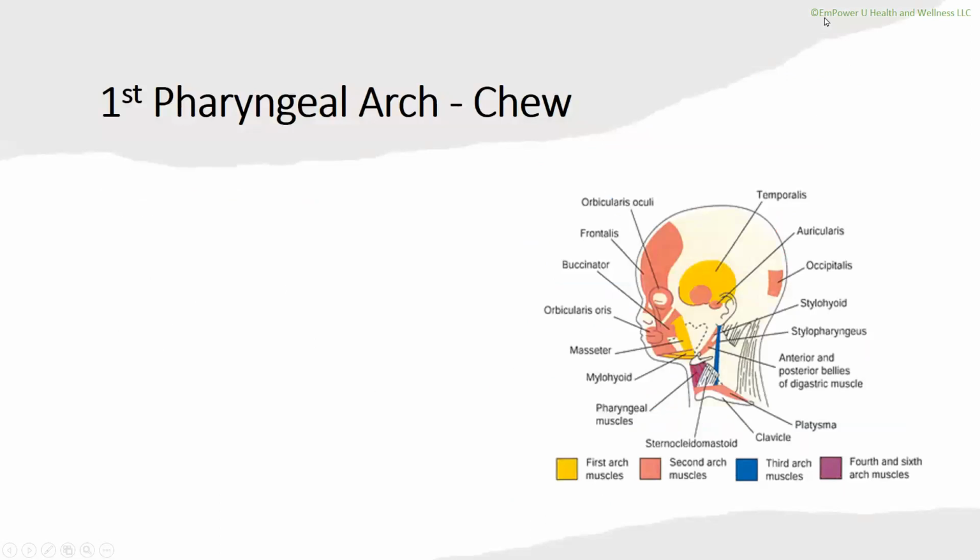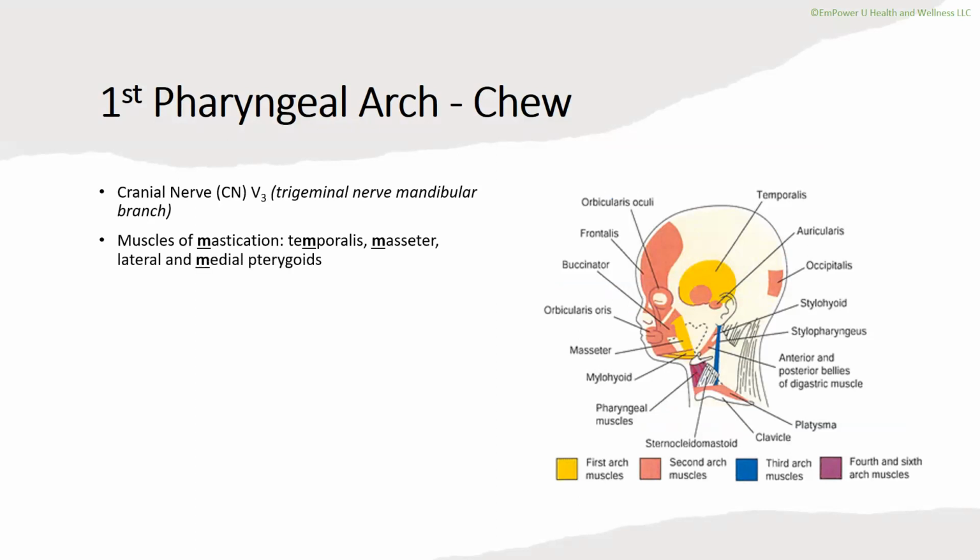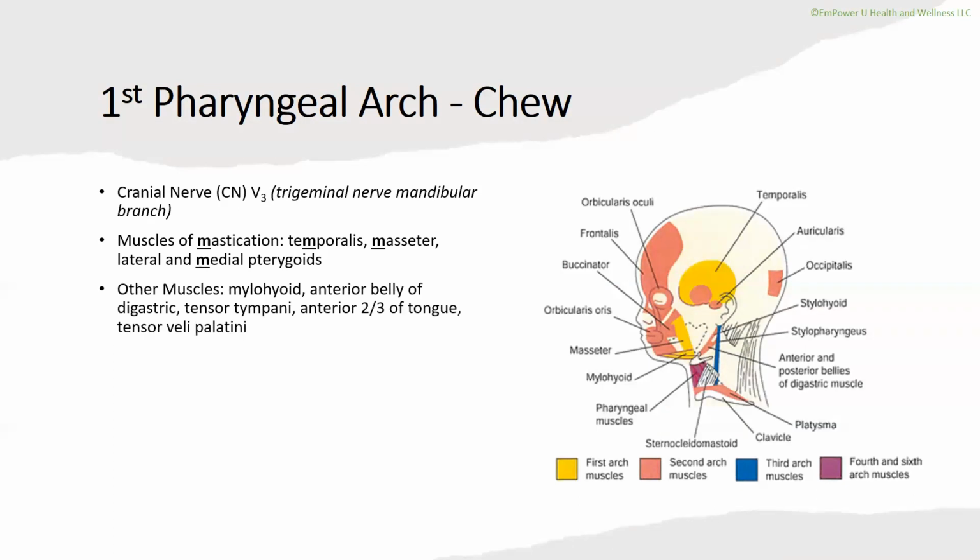So our first pharyngeal arch is chewing. This is cranial nerve 5, the trigeminal nerve, the mandibular branch, helping with our actual chewing, mastication. So it is the muscles of mastication, the temporalis, the masseter, the lateral and medial pterygoids. There's also some other muscles involved. I don't have a fancy mnemonic for those, but there's the mylohyoid, the anterior belly of the digastric, tensor tympani, anterior 2/3 of tongue, tensor veli palatini.